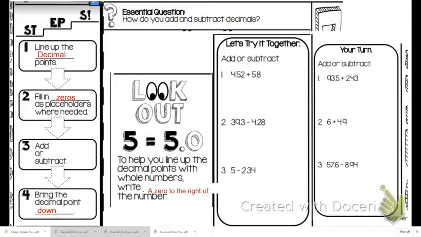All right, so we're going to do some of the examples. I'm going to do the first 3 as you guys follow along, and then you guys will have the chance to practice on your turn for 1, 2, and 3.